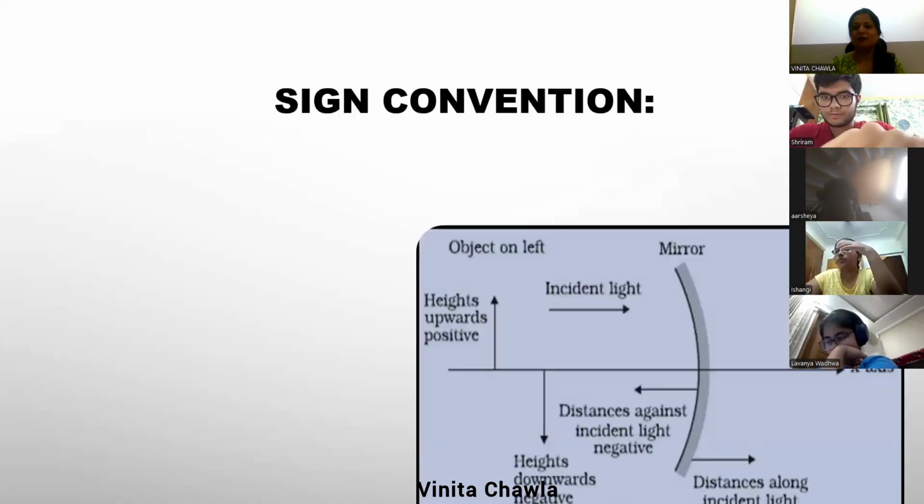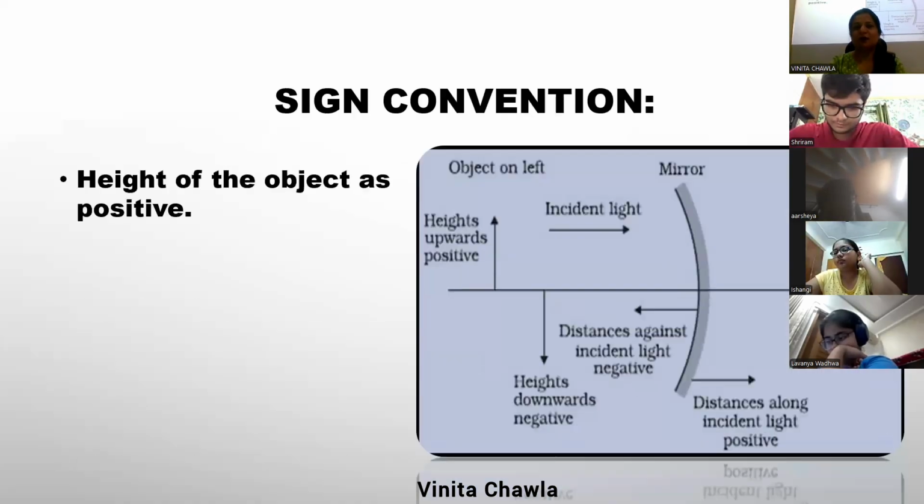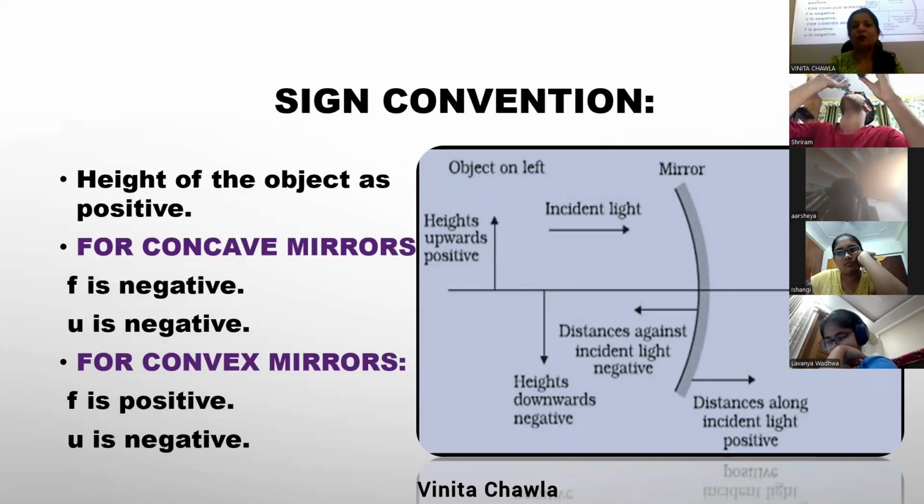Now we have sign convention. So height of the object, we always take positive. And height of the image, we can take positive or negative. That depends upon the nature of the image that is formed. If the image is real, it is upside down, then we take height as negative. And if the image is virtual, then height of the image is taken as positive, right? u is always negative, right?